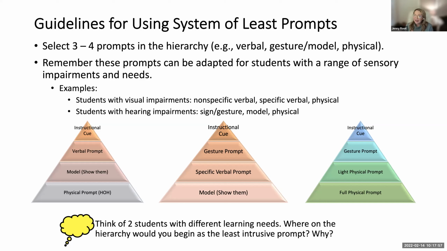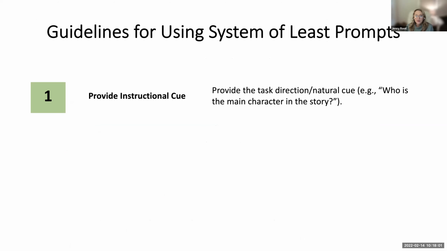Why? So here are some guidelines for using the system of least prompts. First, you have to provide the instructional cue. Students need that natural cue to respond to. So it could be a question like, who is the main character in our story? Or it could be related to reading the book, and you say, let's go ahead and get started reading.